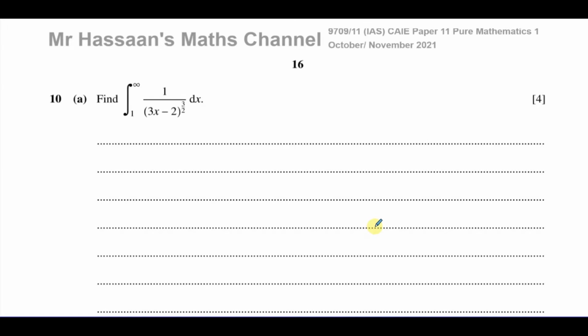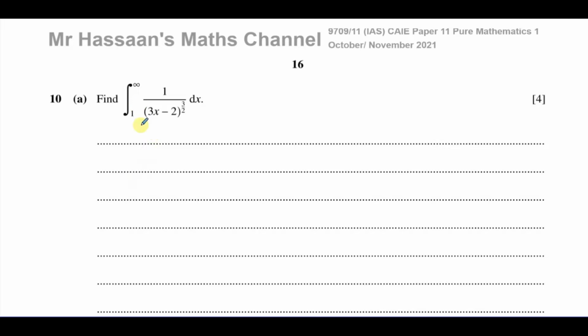This is from the Pure Mathematics Paper 1, Variant 1, from the 9709 syllabus of the International A-Level, from Cambridge. We have here what's called an improper integral, where one of the limits is infinity. In this case, we're going to integrate this as normal. Then we have to do something a bit different when it comes to putting in the limit of infinity.